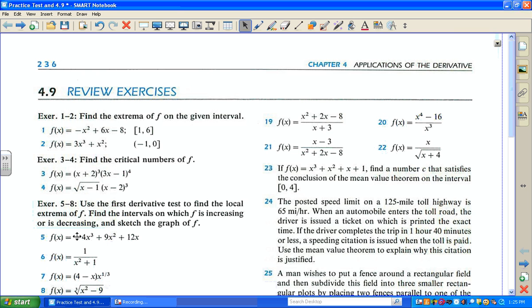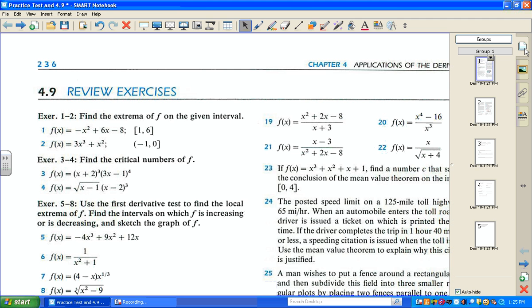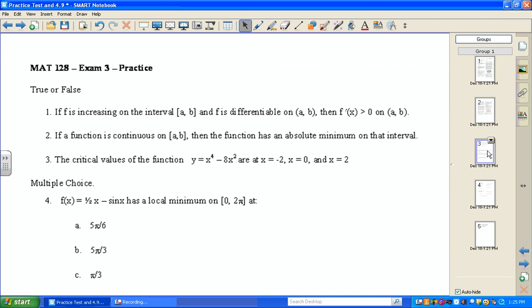I said earlier, quiet please, you're supposed to do some of the chapter review and to understand, to go way back when to check the extrema. Then I said your test is going to be made up of two parts. This is what part one is going to look like.